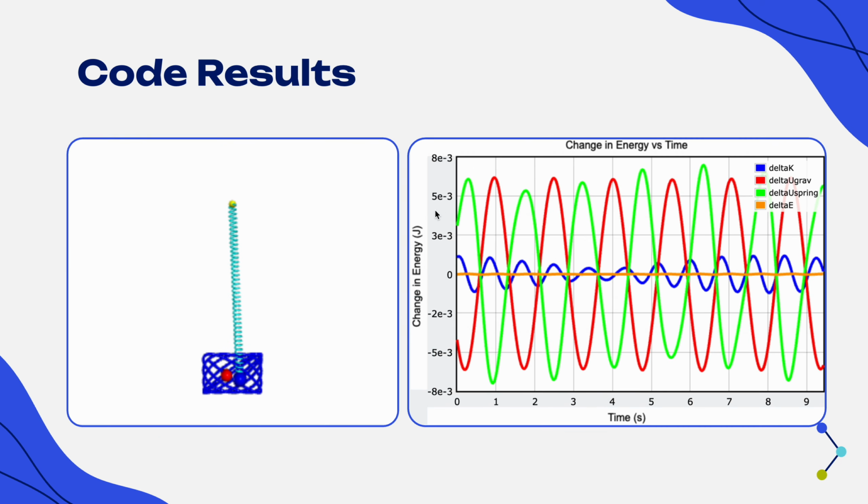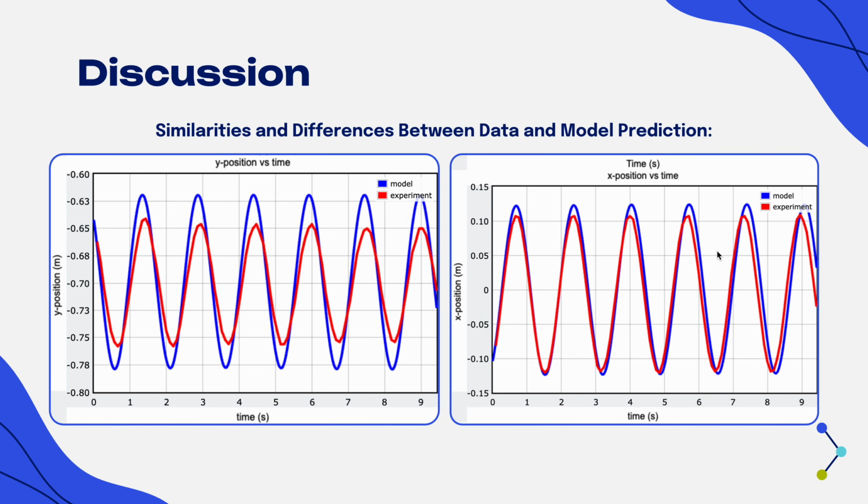So this is what the results from the code look like. This is essentially just showing the trajectory of the model compared to the experimental data in the red. It's not shown here, but they were very, very similar, but the red slightly lagged behind. And this just shows the change in energy. One important thing to note is that the change in total energy was zero all the time.